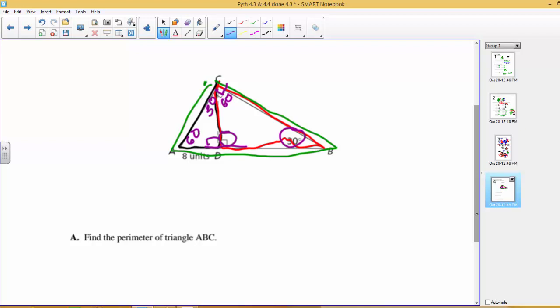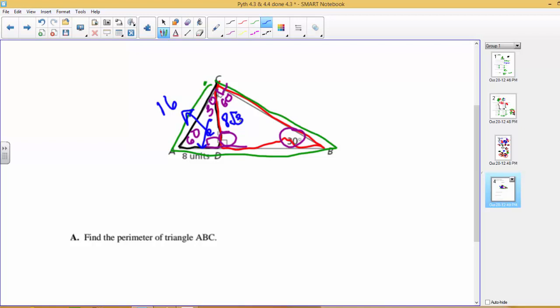So, in the small black triangle, we know that the side across from the 30 is 8. So the side across from the 90 is twice 8. That's 16. Therefore, the side across from the 60 is 8 times the square root of 3. You could also have done 16 squared minus 8 squared and gotten it that way. It'd be the square root of whatever 64 times 3 is.